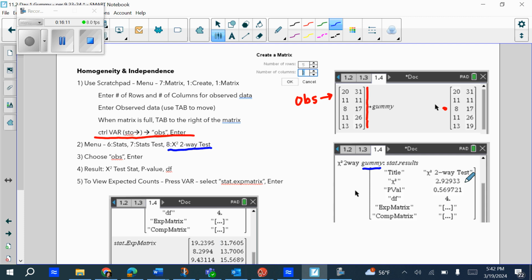So it gives you the chi-squared, that's your test statistic right there. And then it also gives you the p-value. So it's done all of this work for you.